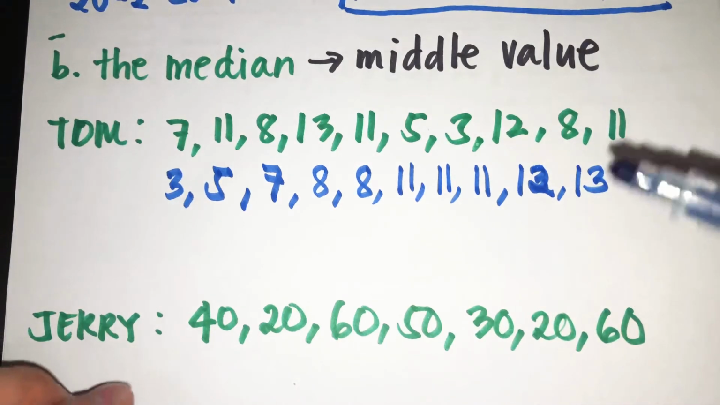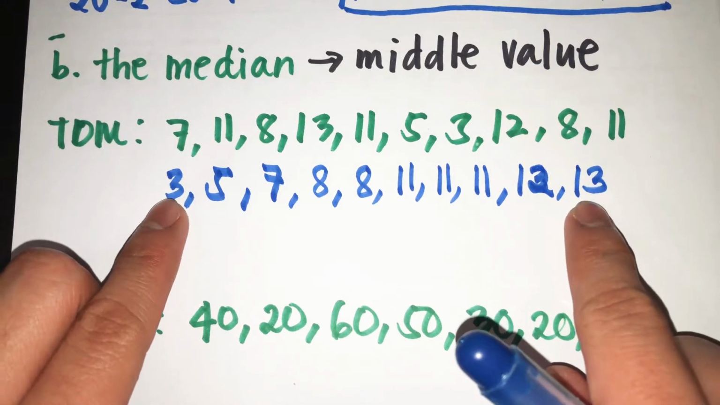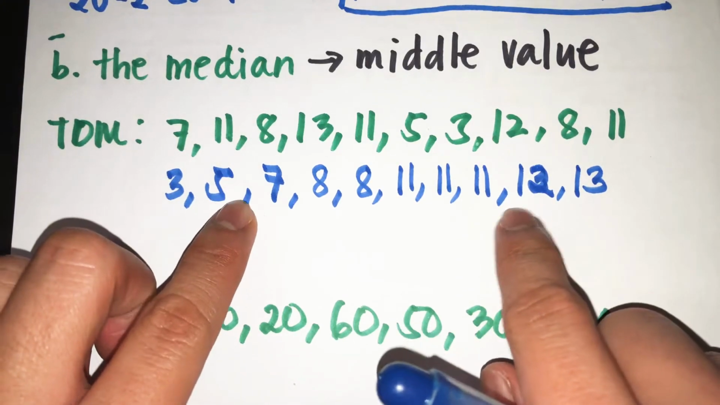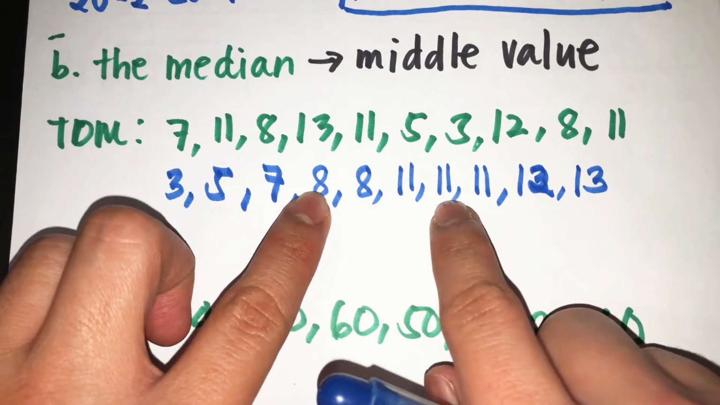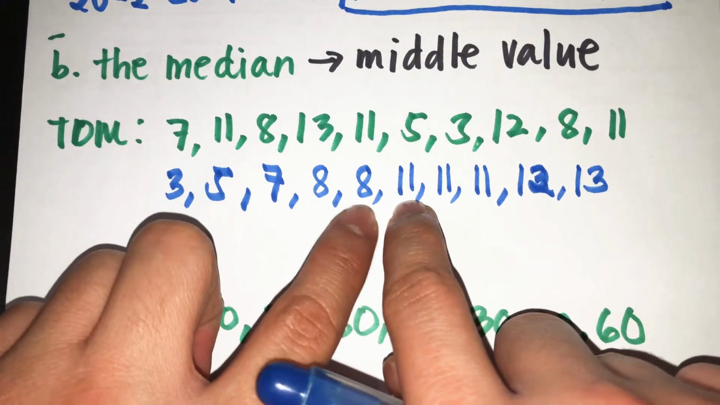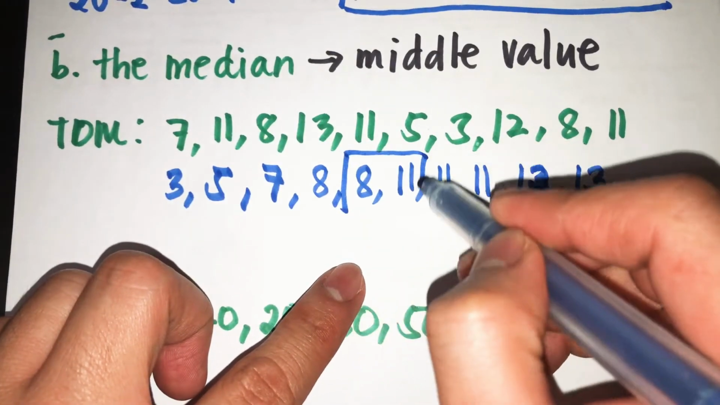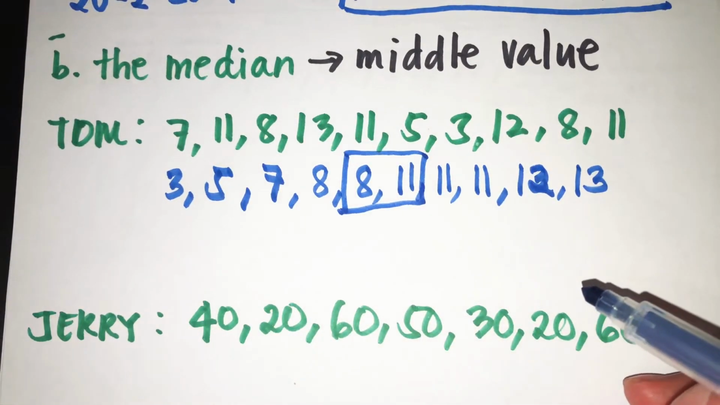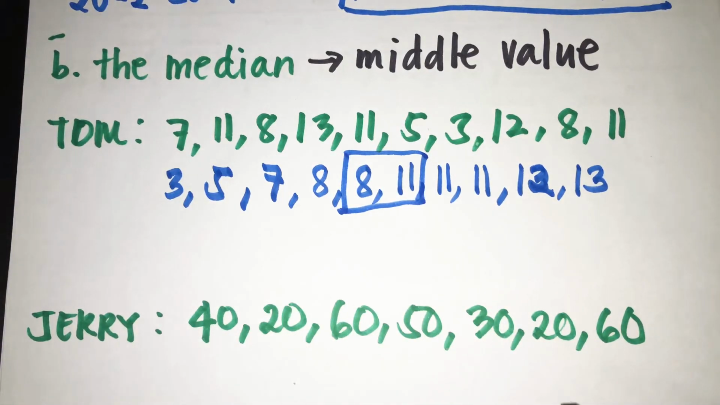Okay? So if we try, let's start from end to end. So we have this, then this, then this, then this, and this. Okay? Now as you can see, we have two middle values, which are 8 and 11. So what we're going to do is get the middle value between 8 and 11.